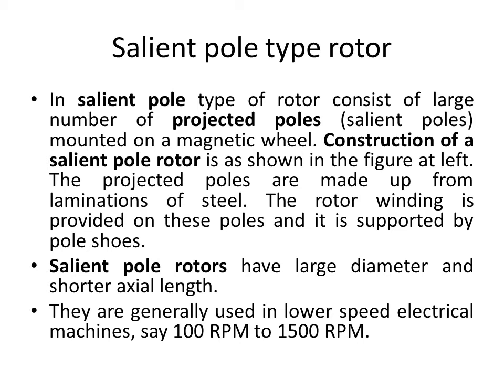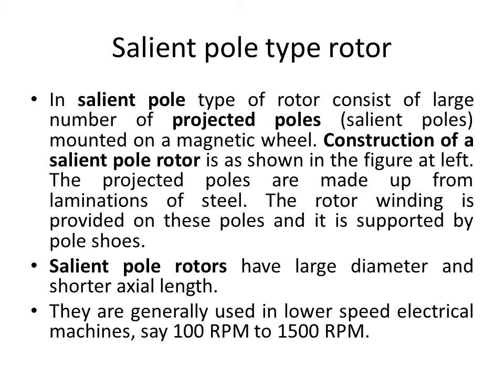The projected poles are made up of steel laminations. Rotor winding is provided on these poles and it is supported by the pole shoe. Salient pole rotors have a large diameter and shorter axial length. This is one of the features. It has a large diameter because a large number of poles are present, 30 to 36 poles. So it has a large diameter and short axial length.